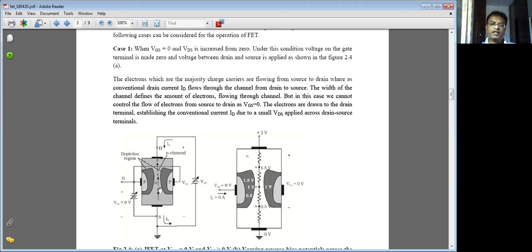Now coming to the operation of the JFET. The operation of the JFET can be understood in two cases.